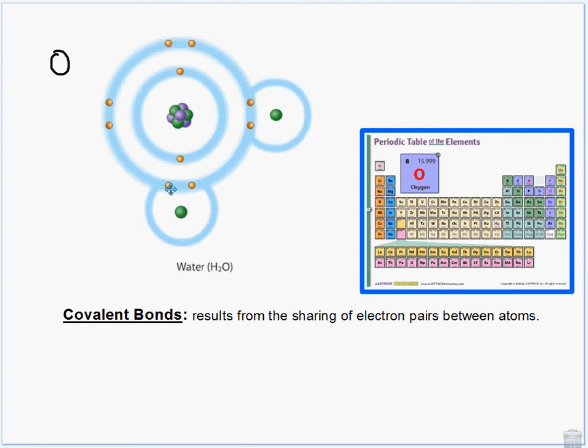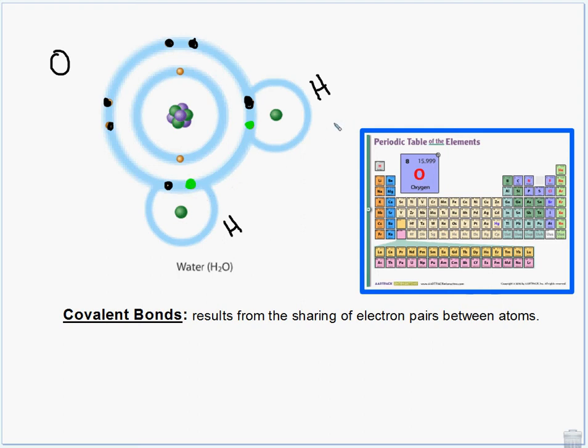But the outermost shell has 1, 2, 3, 4, 5, 6. Well, we're getting ahead of ourselves. It has 6 electrons in its valence shell. These are its electrons right there. One of these is from oxygen, and one of these is from hydrogen. Each one of these two smaller atoms is hydrogen, and each one of them has 1 electron.